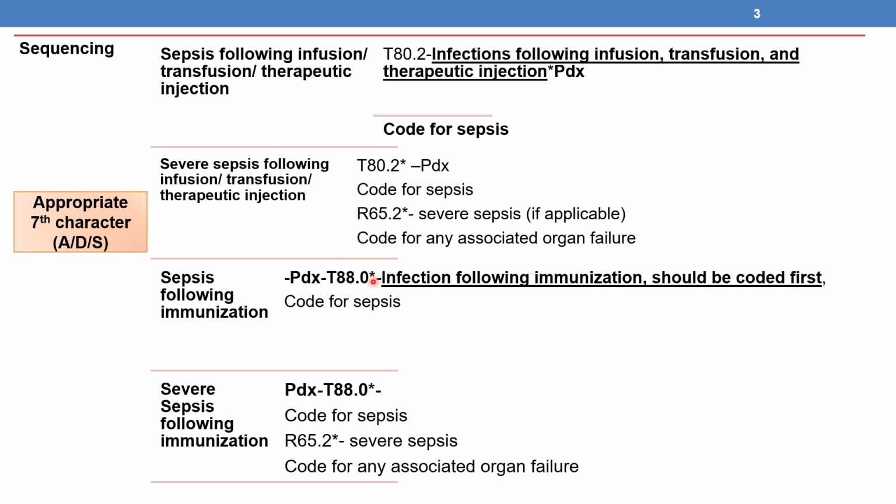Here the PDX should be from the category T88.0. This also requires an appropriate 7th character, and these are further expandable. T88.0 indicates infection following immunization. It should be the PDX followed by code for sepsis. And for severe sepsis following immunization, PDX should be T88.0 category followed by code for sepsis followed by R65.2 category followed by any additional code for associated organ failure or organ dysfunction.